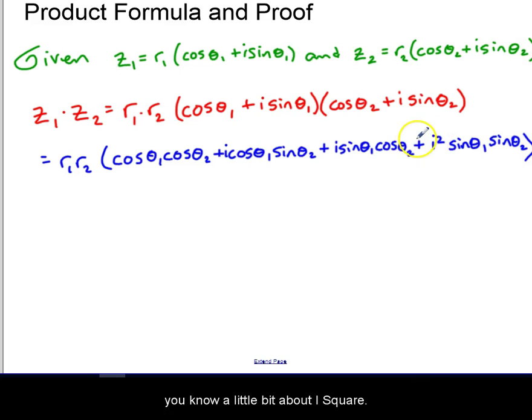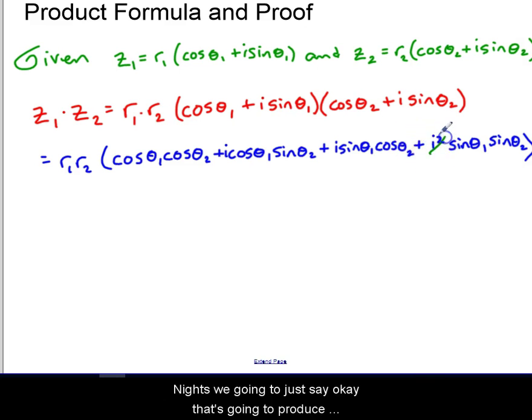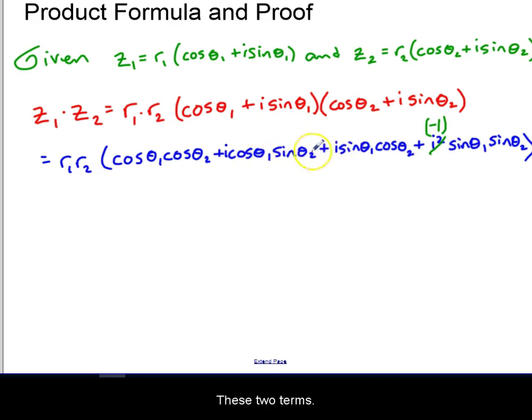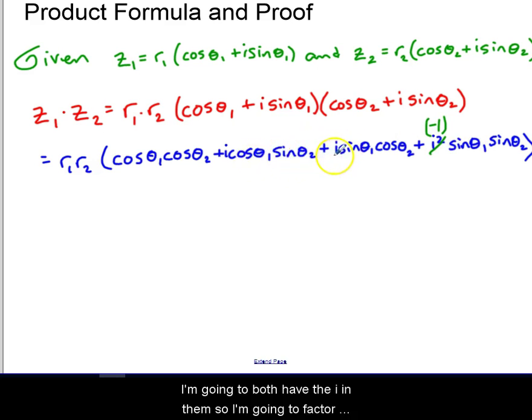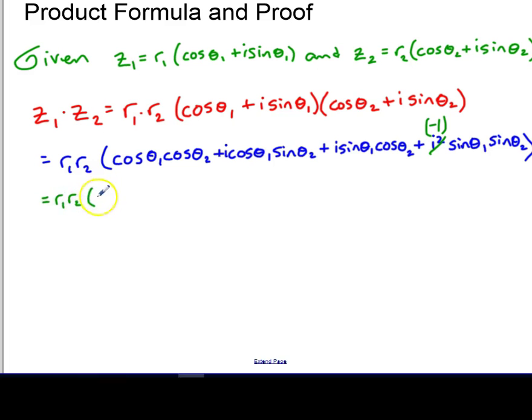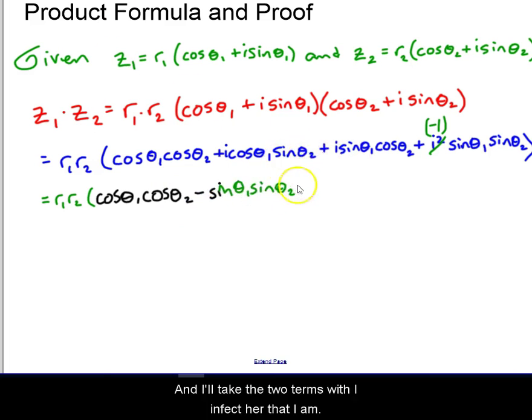You know a little bit about i squared. We're going to just say, okay, that's going to produce a negative 1. So this term is going to be a negative. And these two terms are going to both have the i in them. So I'm going to factor out that i, and I'm going to rearrange the terms slightly. So I'm going to take this first term, all right, so we'll take the first term here and the last term, the ones that don't have i. And now I'll take the two terms with i and factor that i out.